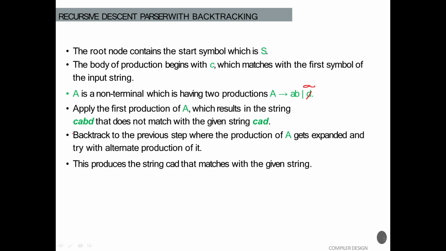Now we apply the first production of A, which results in the string CABD, as I told in the previous slide. It does not match the given input string CAD. So we backtrack to the previous step where A was expanded and try the alternate production. Now we get a match with the string CAD.